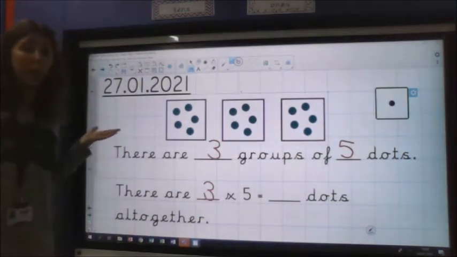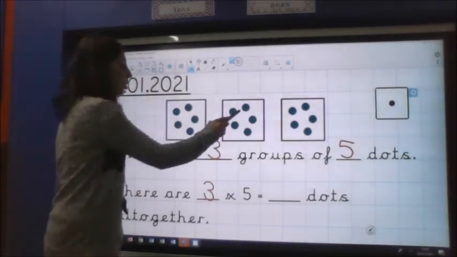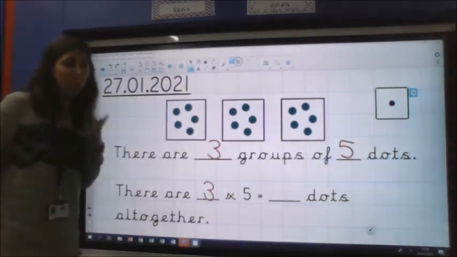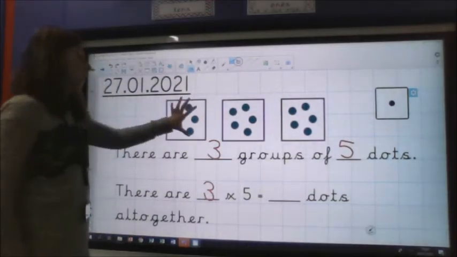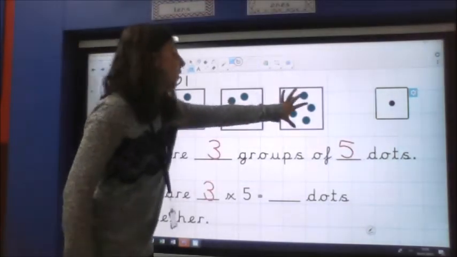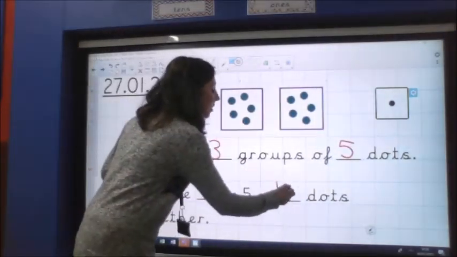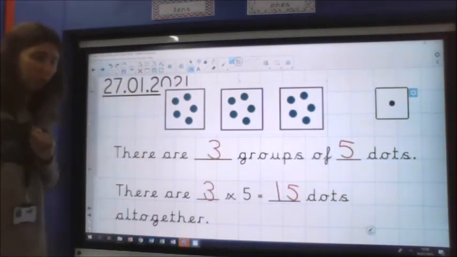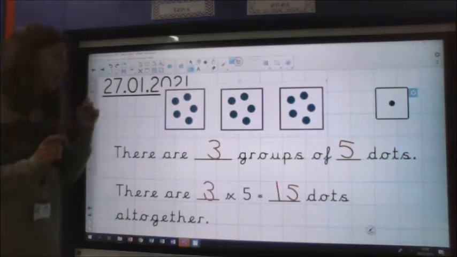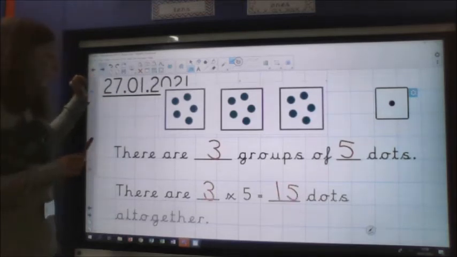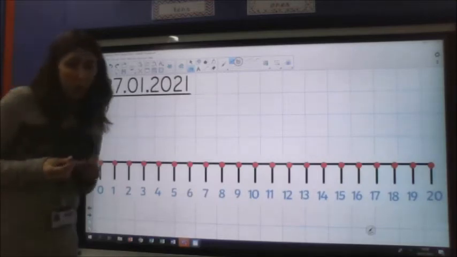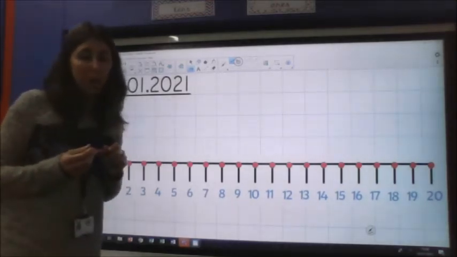Now, what you could do is you could count each individual dot, or it might be because we can count in fives, that to make it quicker and more efficient, we count in fives. 5, 10, 15. There are 15 dots altogether because 3 times 5 equals 15. Okay, so we've thought about doing our arrays and our groupings. We've thought about counting in our times tables. We've also got a question today where we're asked to use a number line.